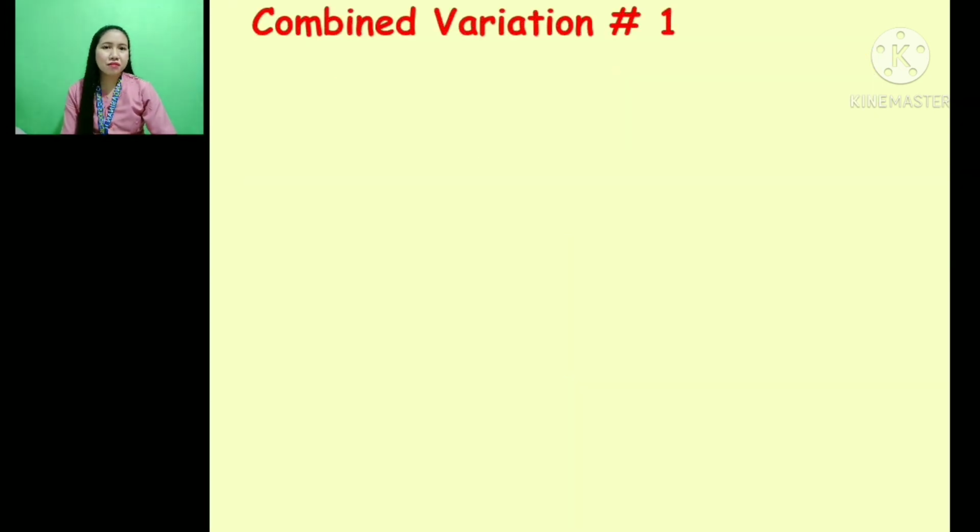Next, we have here a combined variation. As you can see, I didn't include combined variation in our types of variation because in combined variation, from the word combine, you may use both direct and inverse variation in one problem. So let's take a look. We have combined variation example number 1.